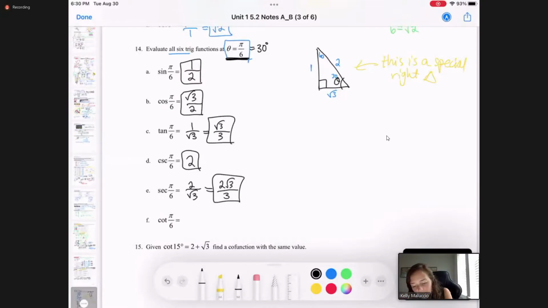And then last but not least, flip tangent. So the reciprocal of tangent, and that's going to be just square root of 3 over 1. So square root of 3.